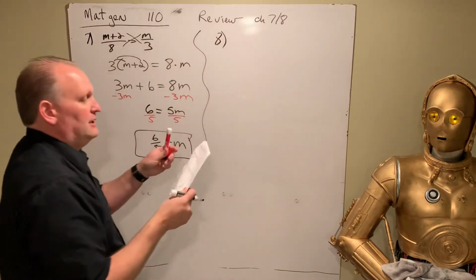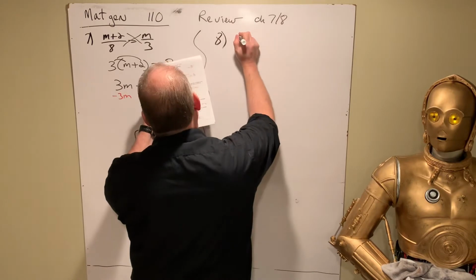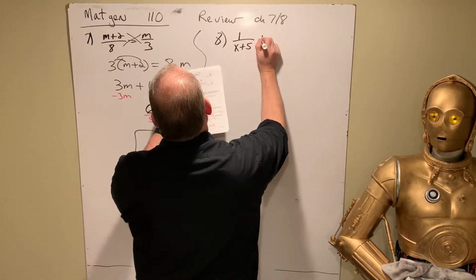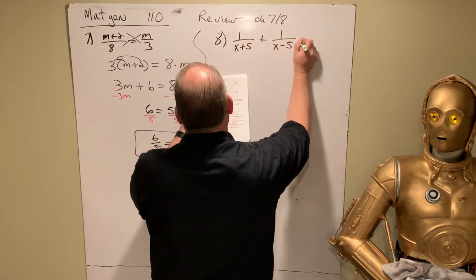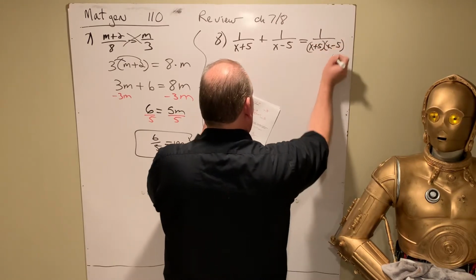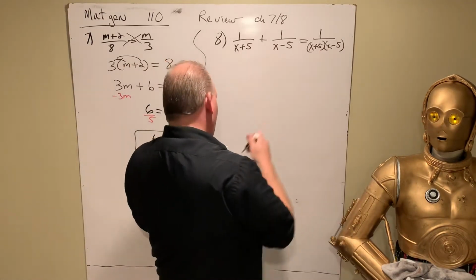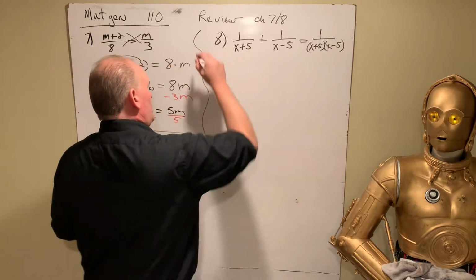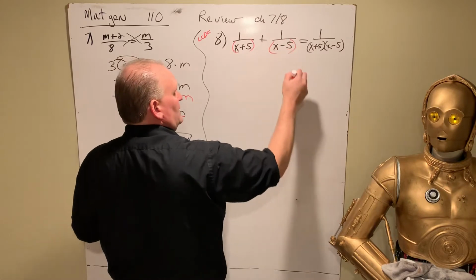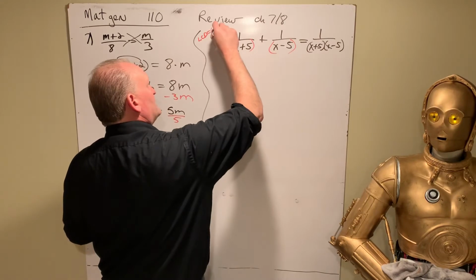Let's look at number 8. Ooh, number 8 looks worse than it is. It's not all that bad. We got 1/(x + 5) + 1/(x - 5) equals 1 over... So look, we find the LCD. It's an equation. Equations mean we don't have to play with fractions if we don't want to. And we don't want to. So the LCD is this times this. Because look, that's both of them. So the LCD is (x + 5)(x - 5).